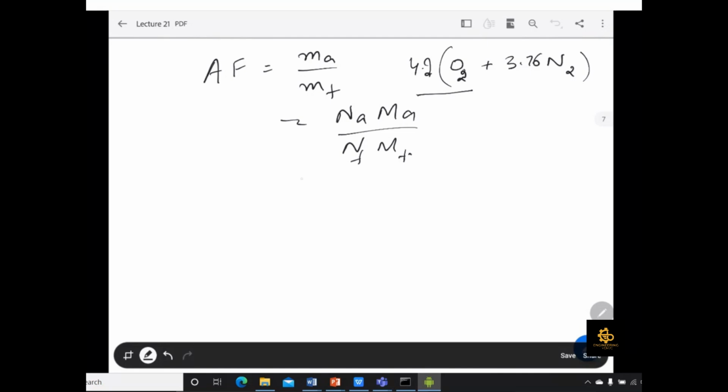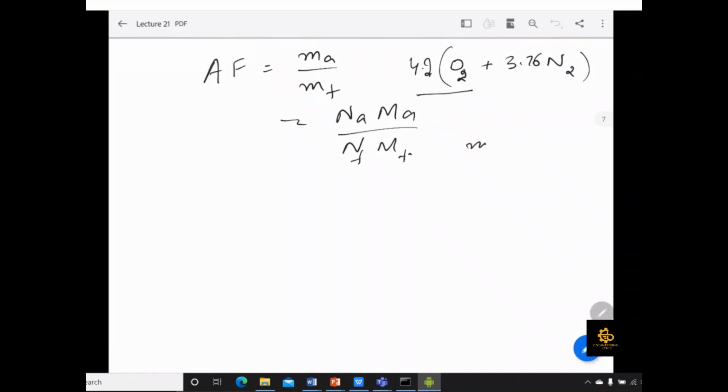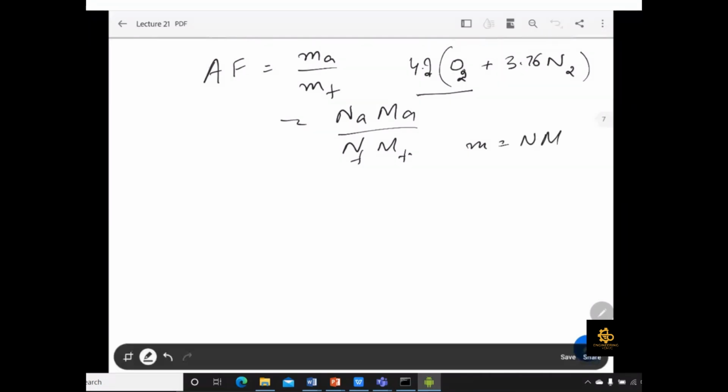Clear? Yes sir. So it comes from previous knowledge, so you can go to the previous lecture and easily find that we already talked about that mass is equal to number of moles into molar mass. Then I just put that over there and it turns out to be the equation like this.